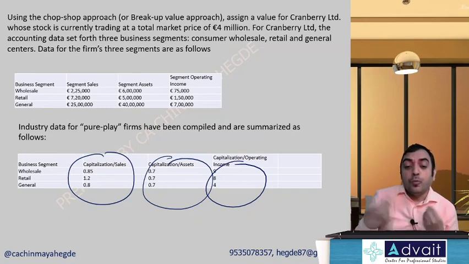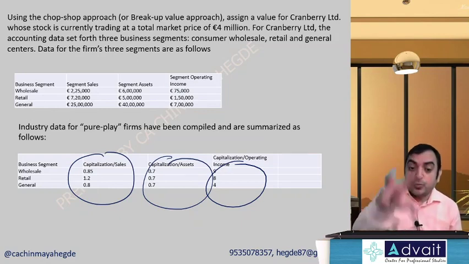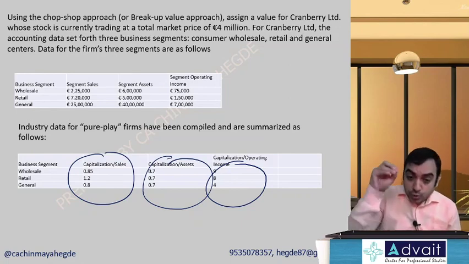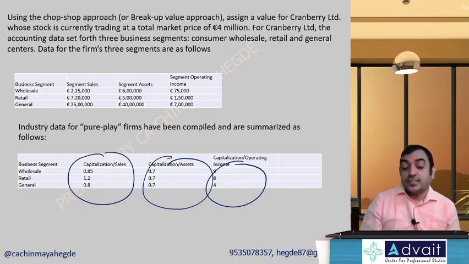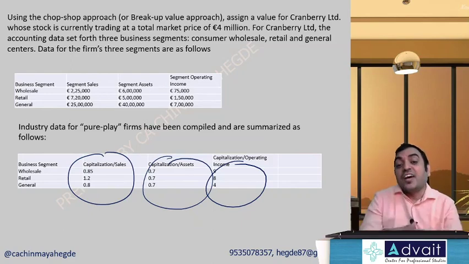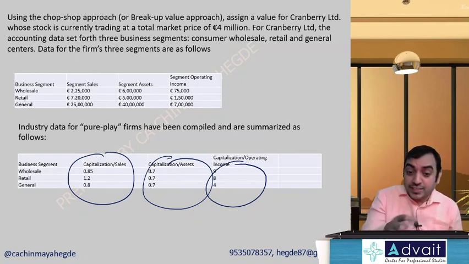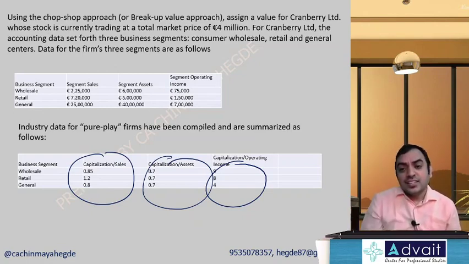Now which one is the most appropriate one? Obviously we can't choose at this point in time. So as a student, what you're expected to do in the exam is compute the value of the business using capitalization to sales, using capitalization to assets, and using capitalization to operating income, then take an average. On all the ratios you have, compute the value of the segments, then take a simple average. That will be the value for the purpose of examination.